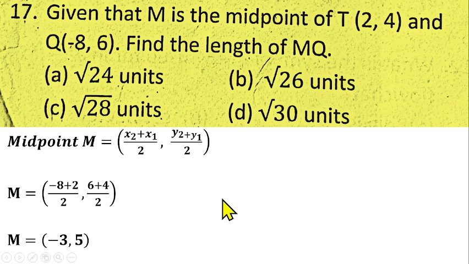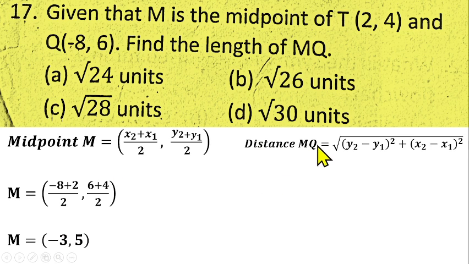Then we can now find the distance, or the length of MQ. So the distance between M and Q, and we have already done that before. The formula for finding the distance between 2 points is the square root of the change in y squared plus the change in x squared. So from there, our y2 is 5, and our y1 is 6, our x2 is -3, and our x1 is -8.